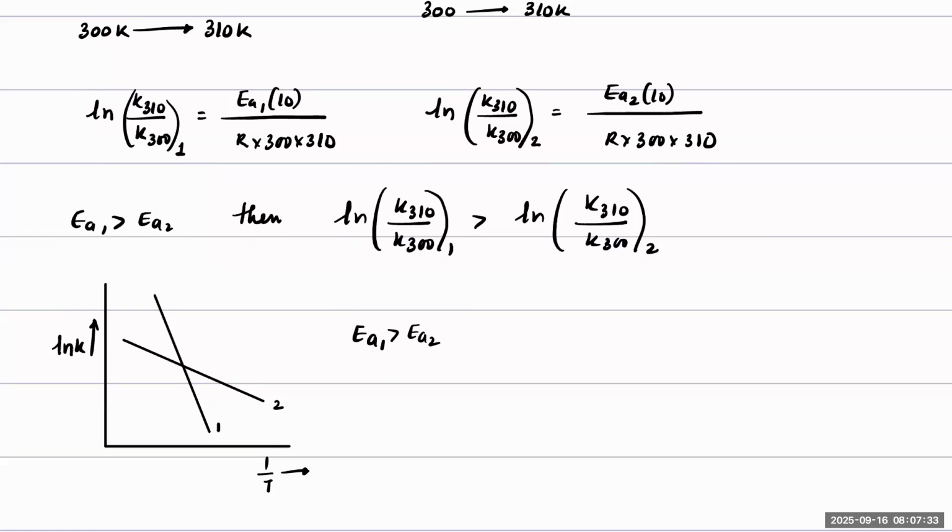Therefore, if I plot ln K versus 1 by T, and the graph is given with EA1 greater than EA2, then obviously EA1 will go like this, EA2 will go like this. You can notice, based on the negative slope, the higher the value, the more negative slope it will have. This will have less negative slope. Clear?